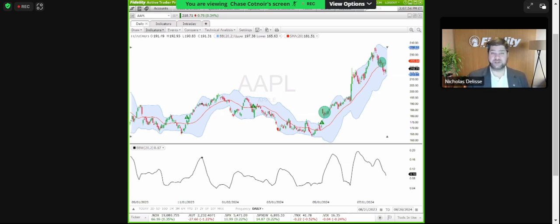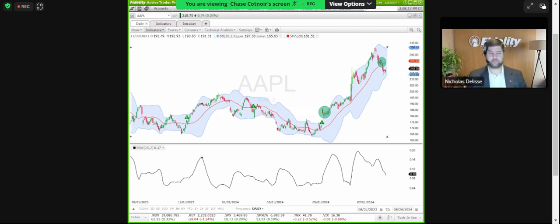You could enter and then close a third of your position out when it goes back in the band. Close another third when it goes below the 20 period moving average and close the last bit when it actually goes beyond the other side. You could also step into positions like that as well.